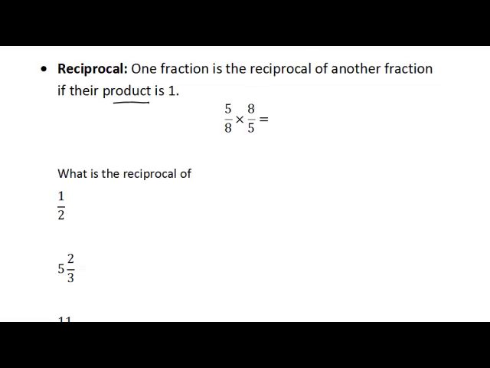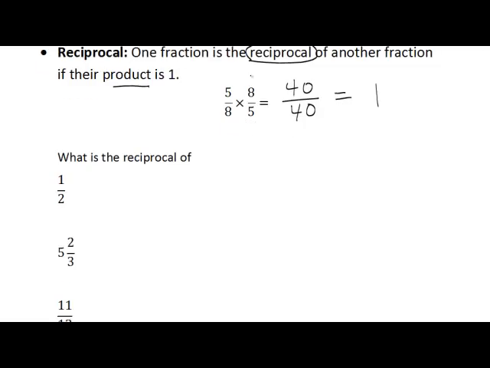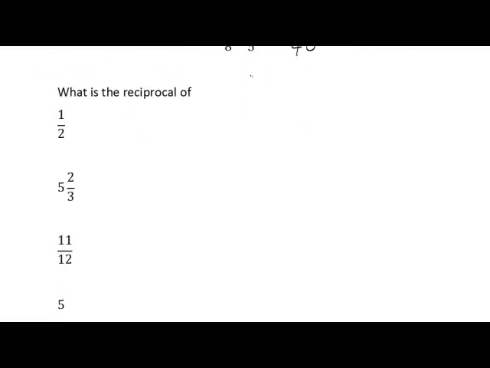We multiply 5 by 8 and we get 40. And we multiply 8 by 5 and again we get 40. And we know that any number over itself is the same as 1. So we can see that the product of this is 1. So we know that 5/8 and 8/5 are in fact reciprocals of each other.